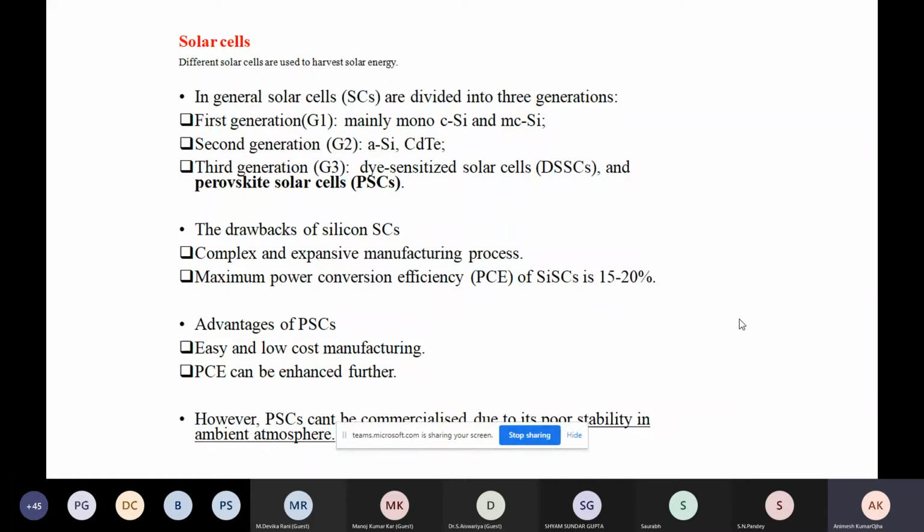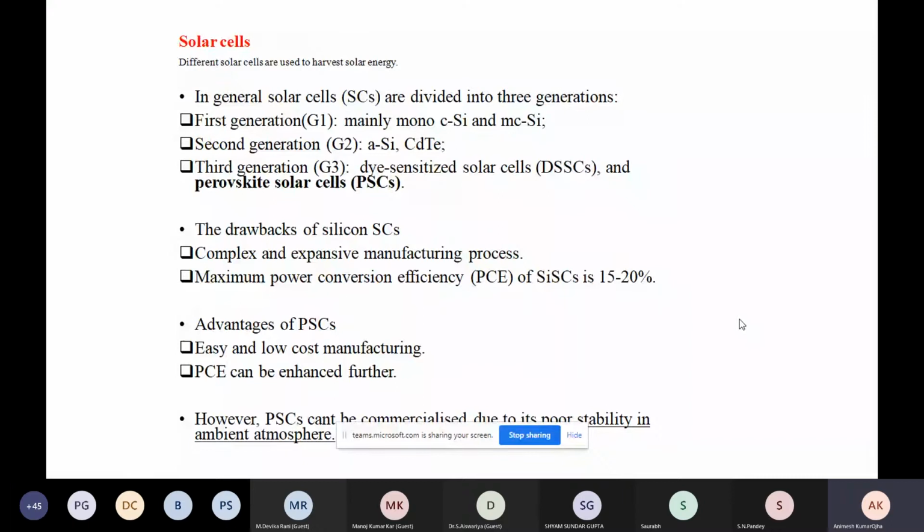This is also costly actually, and the maximum power conversion efficiency of this solar cell has reached 15 to 20%, and this is what we have quoted from the efficiency which we received from the device, actually at the device level.